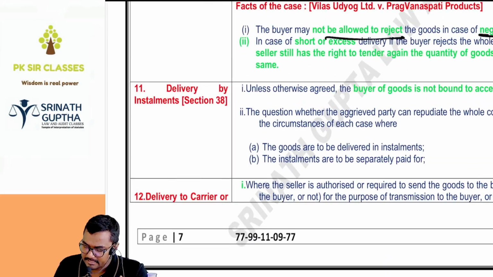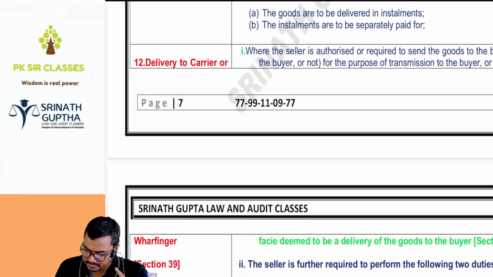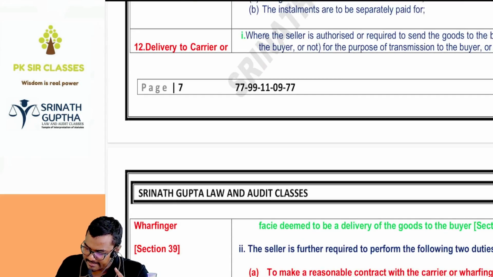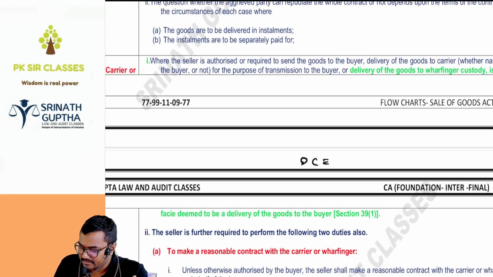Next, delivery by installments. Generally, the buyer need not accept delivery in installments. So you have to give the whole quantity at one time. You have to give everything in one delivery, but not in installments. Next, delivery to carrier. If goods are delivered to carrier, it is deemed that goods are given to the buyer himself. Delivery to carrier is equal to delivery to buyer himself.